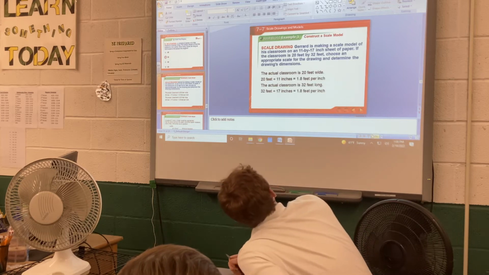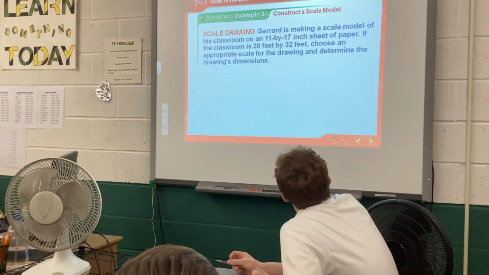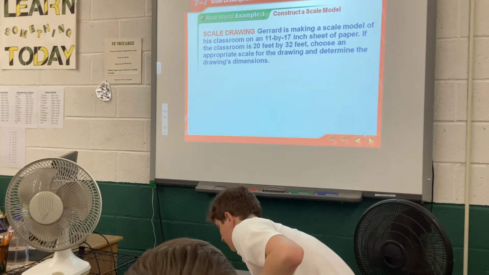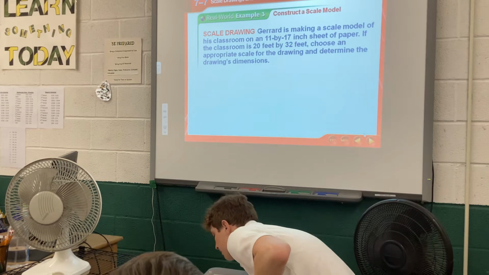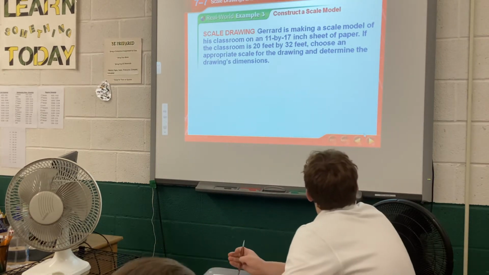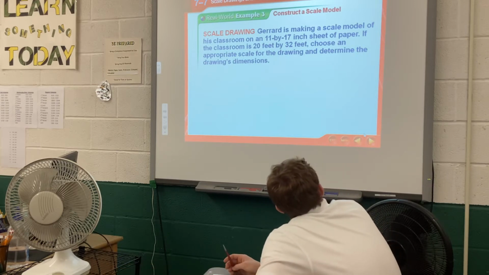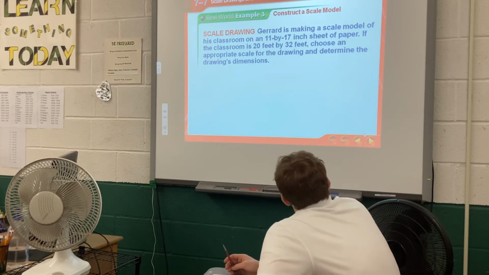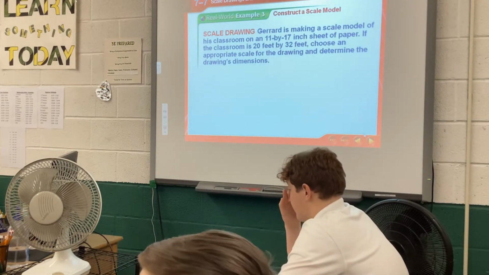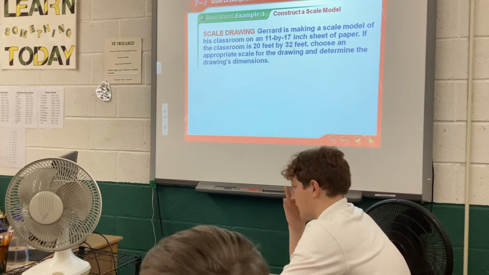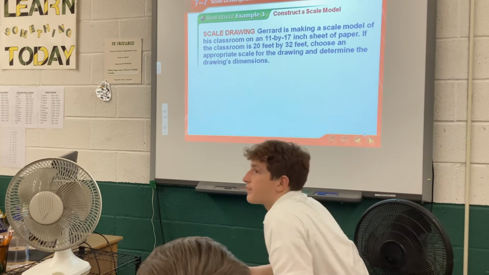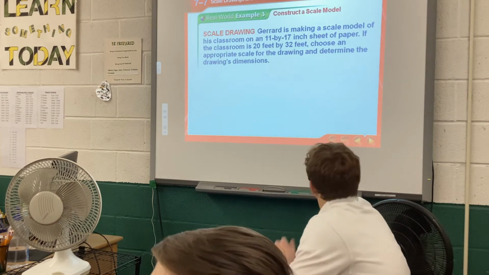So, here's the problem. Read this problem. Gerard is making a scale model of his classroom on an 11 by 17 inch sheet of paper. If the classroom is 20 feet by 32 feet, choose an appropriate scale for the drawing and then determine the drawing's dimensions. So do you understand what we're saying? We're basically trying to become amateur architects, right? If we look at this room right here, we're trying to put this on a piece of paper for everybody to see. And instead of doing just one room to one room, we would try to do the whole school on a thing.